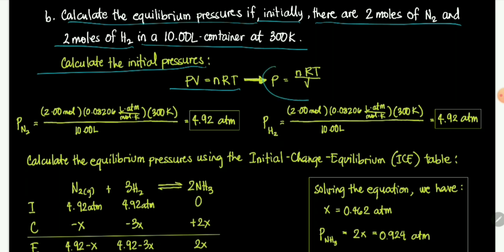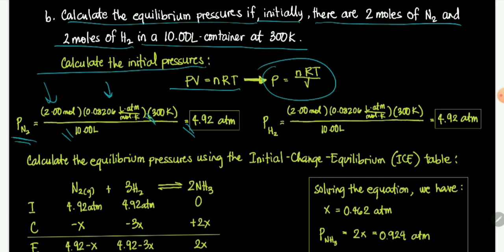So when we rearrange, we will get P is equal to nRT over V. So for the pressure of nitrogen, we have 2 moles of nitrogen gas times our R, 0.08206. So this is the constant we will use because we need the pressure in ATM. So the temperature is 300 Kelvin over 10 liters, we will get 4.92 ATM for the nitrogen.